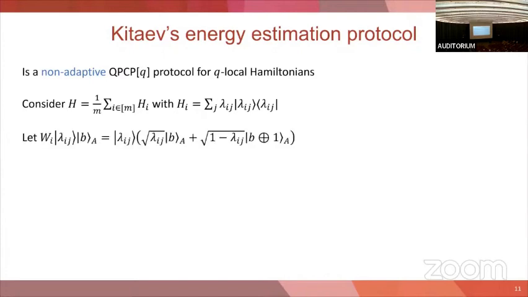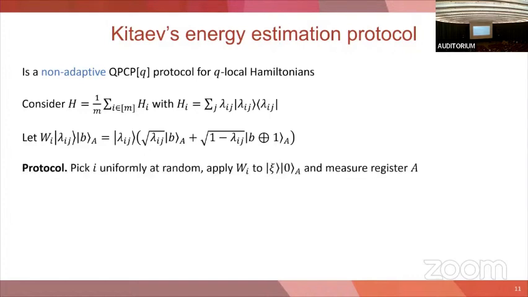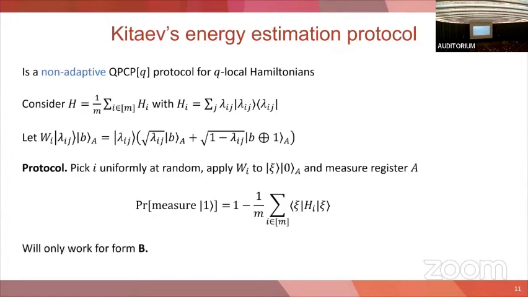And then you define this Wi operator, which basically acts on the k qubits from the proof plus an extra register containing only a single qubit. And it applies some kind of rotation, which depends on the energy that you get from measuring this local term. Then the protocol is actually very simple. So what you do, pick an i uniformly at random, apply Wi to the k qubits that correspond to this Wi, and also the extra register A, measure the register A, and then you see if you measure one. And you can very easily show that the probability that you measure one is actually equal to one minus the energy of this Hamiltonian. And this works because the 1 over m is actually there. So it will only work for form B. Because the problem with form A is you don't really know a priori where the energy is going to be.